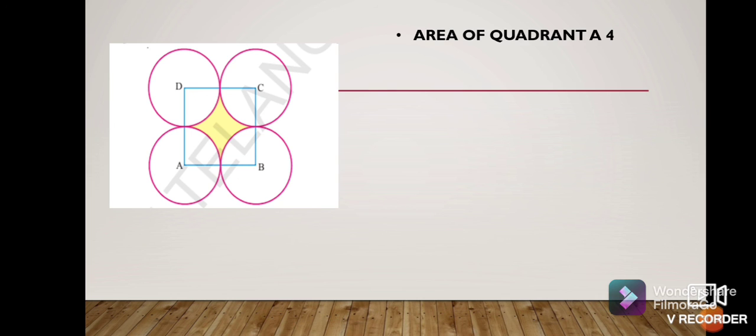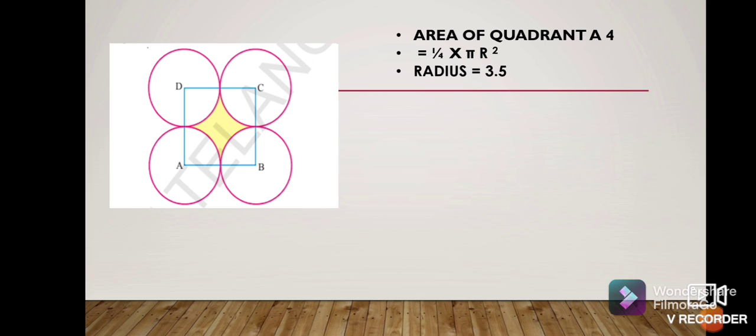Now the area of a quadrant, A4, is equal to 1 by 4 into pi r square. That is, we are finding out the area of a sector first of all. That is also called a quadrant. Why quadrant? At each corner we know that the angle of the square is 90 degrees. So that's why 90 by 360 into pi r square gives us 1 by 4 into pi r square.